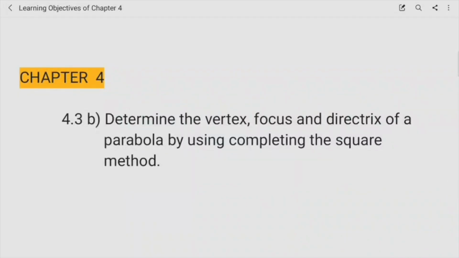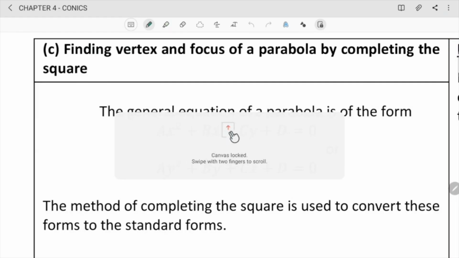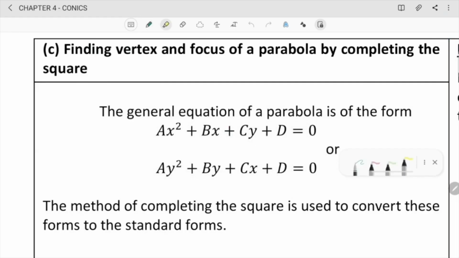We are on 4.3b. This is the last subtopic of it. Determine the vertex, focus, and directrix of a parabola by using the completing the square method. So basically, we are finding the vertex and focus of a parabola using the completing the square method. We have general equations of a parabola where the difference is that one is either x squared or y squared. Then we are going to complete the square so that we can convert it into the standard forms.